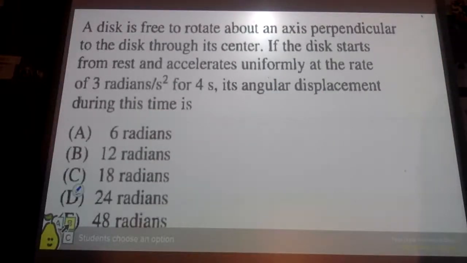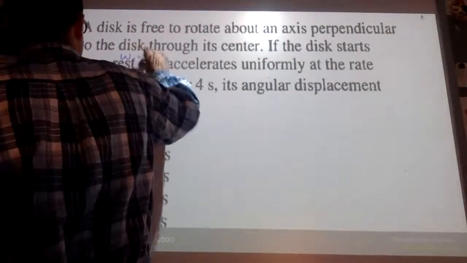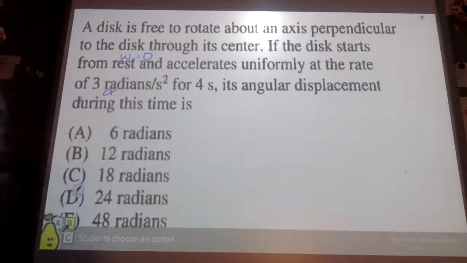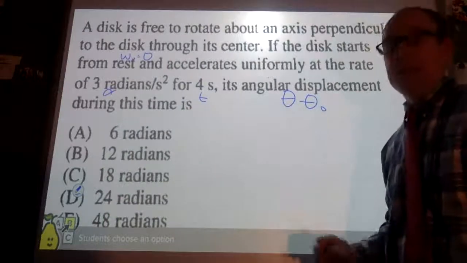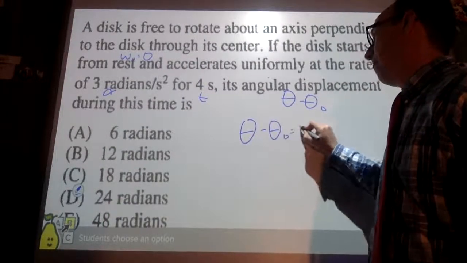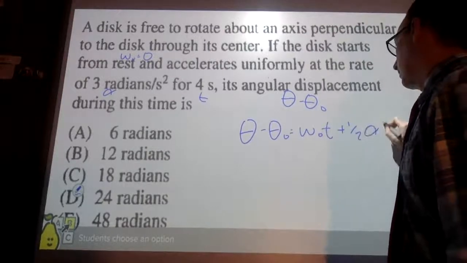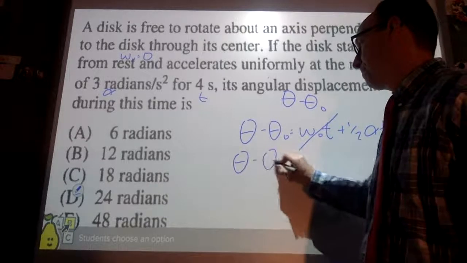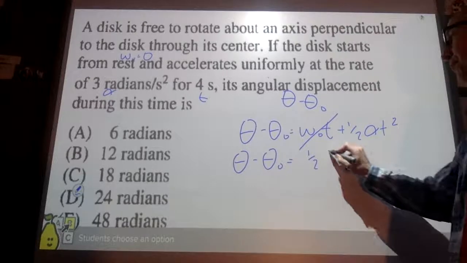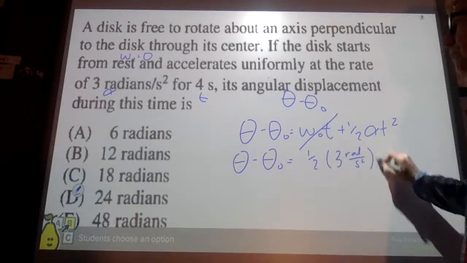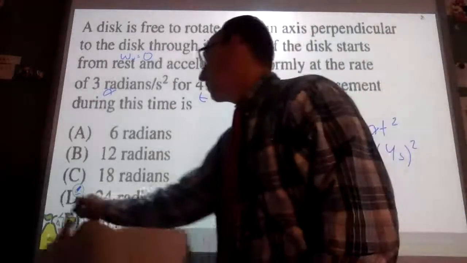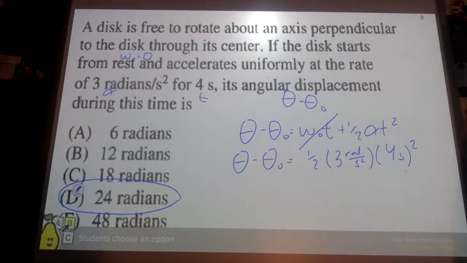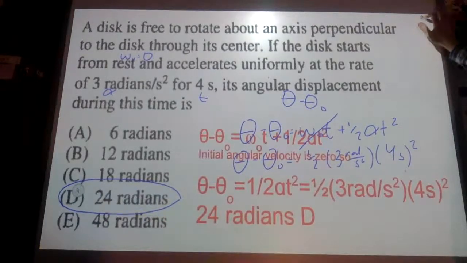A disk is free to rotate about an axis perpendicular to the disk through its center. If the disk starts from rest and accelerates uniformly at a rate of 3 radians per second squared for 4 seconds, its angular displacement during the time is... 4 squared would be 16 times 3 is 48 divided by 2 is 24. And all of these were straightforward.